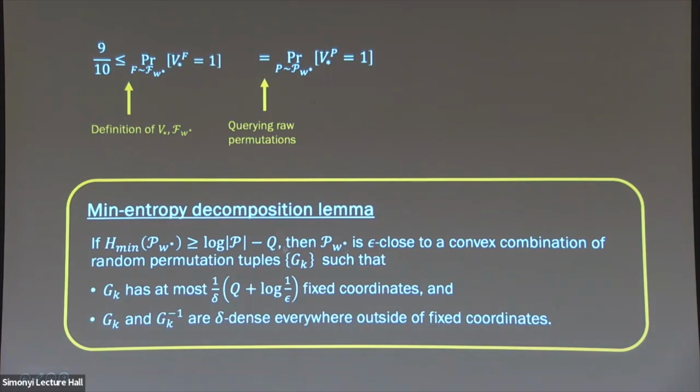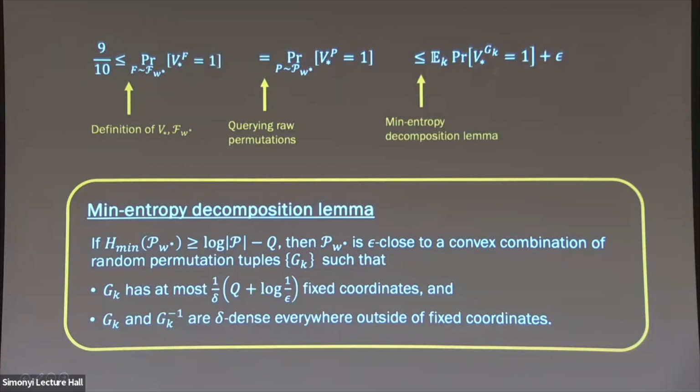Since the min entropy deficit is small, it turns out we can decompose it as a convex combination of random permutations where each of these G sub k's have a small number of fixed coordinates. And then everywhere else outside of these fixed coordinates, you have a dense distribution over permutations. This decomposition lemma is not too hard to prove. You just use some sort of greedy argument. But this is something that's actually showed up a lot in communication complexity, some crypto, and so on. It's a very nice lemma.